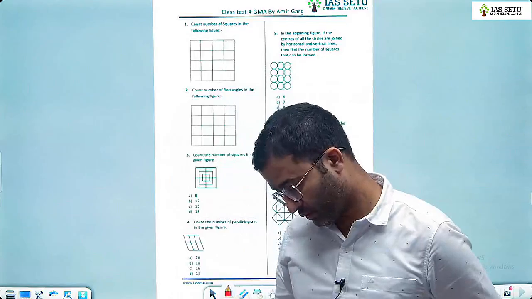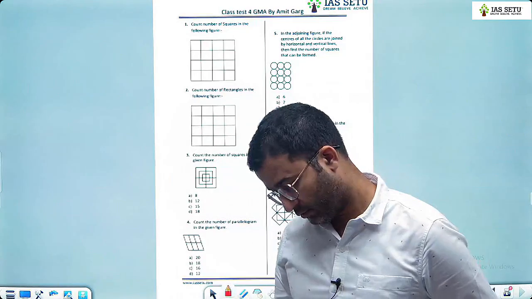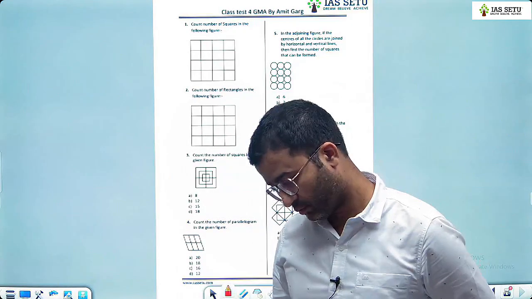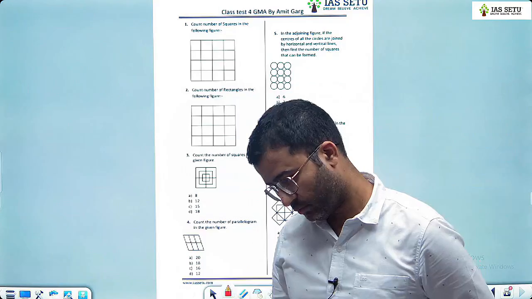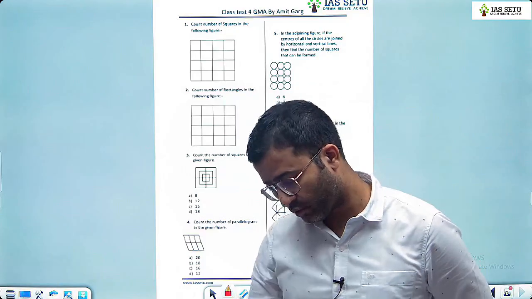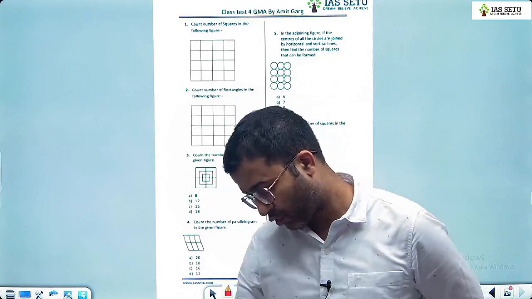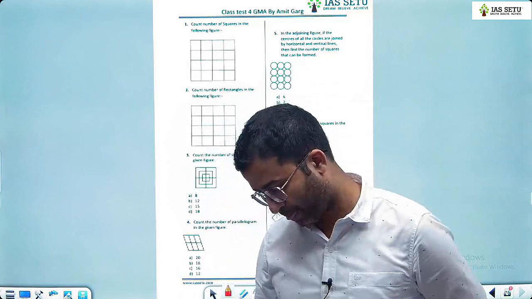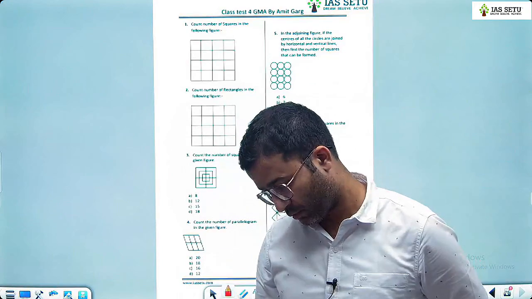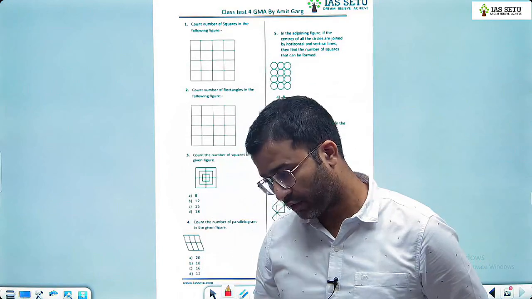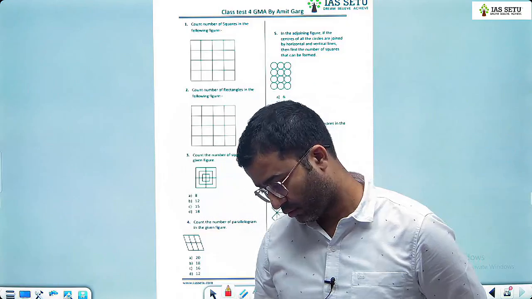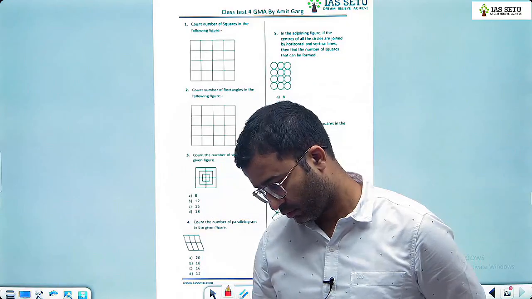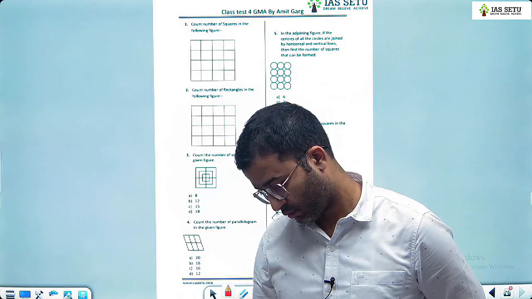One and two, I separated those two, and then 1, 2, 3, total 5 rectangles. But there are common also. You have to count squares, not rectangle. Sir, total 5 squares. 5 into 5. Yes, sir. No, not 5 into 5, sir. That 5 times.